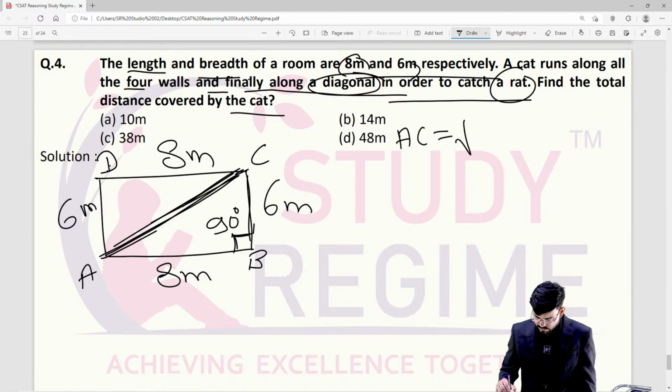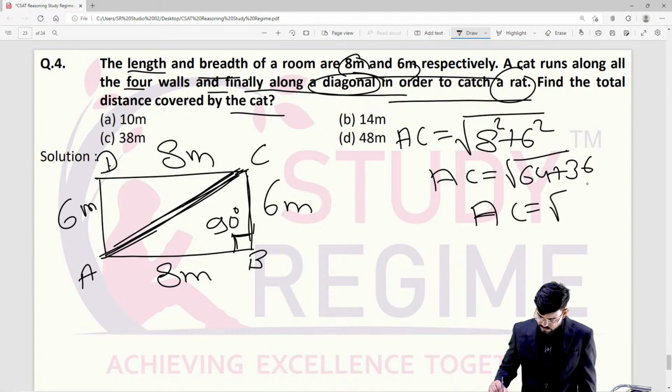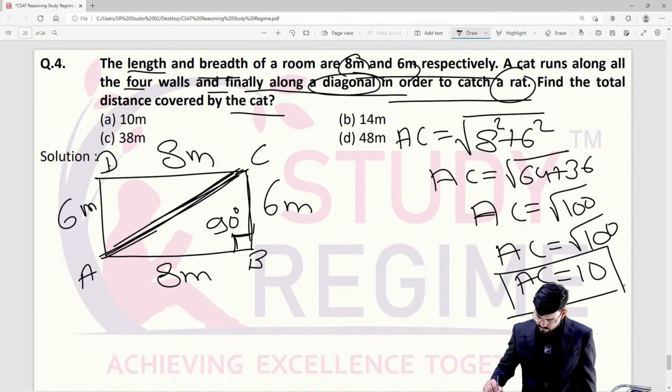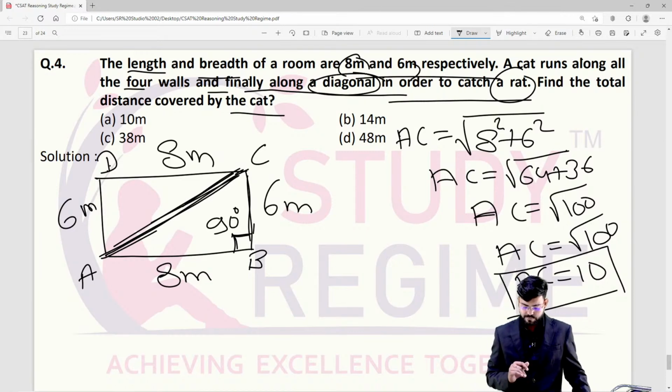AC will be equal to under root 8 square plus 6 square. AC will be under root 64 plus 36. Then AC will be under root 100. Now when it comes out of the root, 10 into 10, AC will become 10. Okay. Clear? The value of AC, that is the diagonal, comes out to be what? 10.